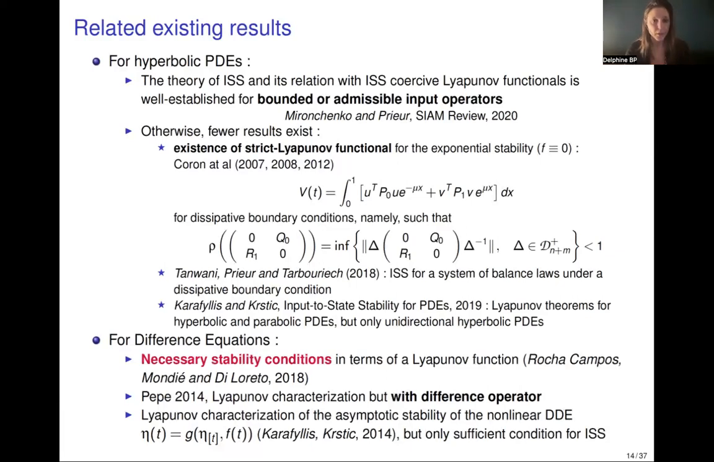I'm going to skip the first one because this is the one that I'm going to detail later. The only two results that we found are one from Domenico Pepe in 2014, which characterizes input-to-state stability with a Lyapunov function, but with a difference operator. This makes sense because we were looking at difference equations. But here, as we're interested in going back to hyperbolic PDEs, we would be more interested in having a differential operator. So this is not exactly the result that we aim at obtaining.